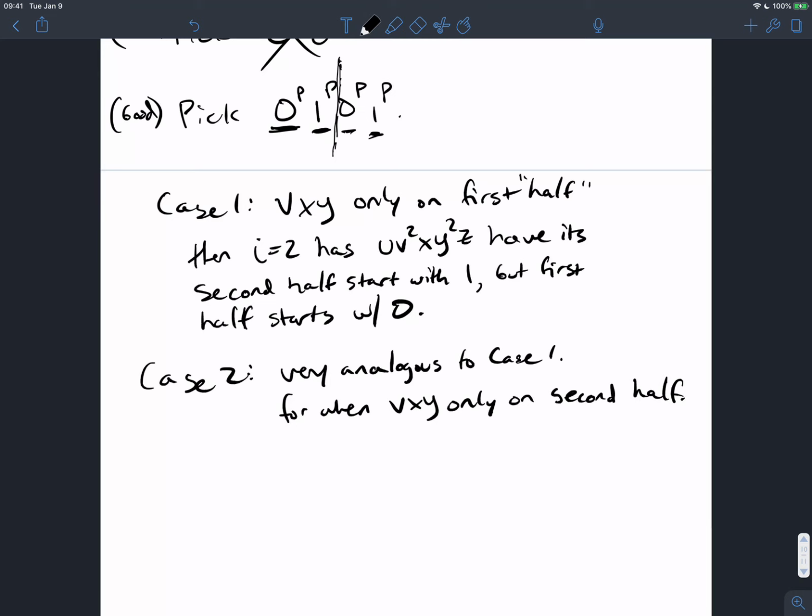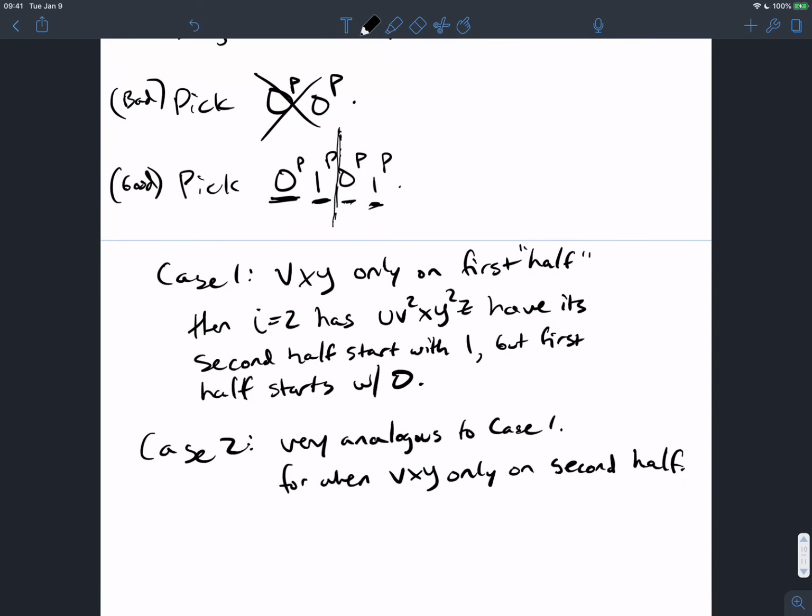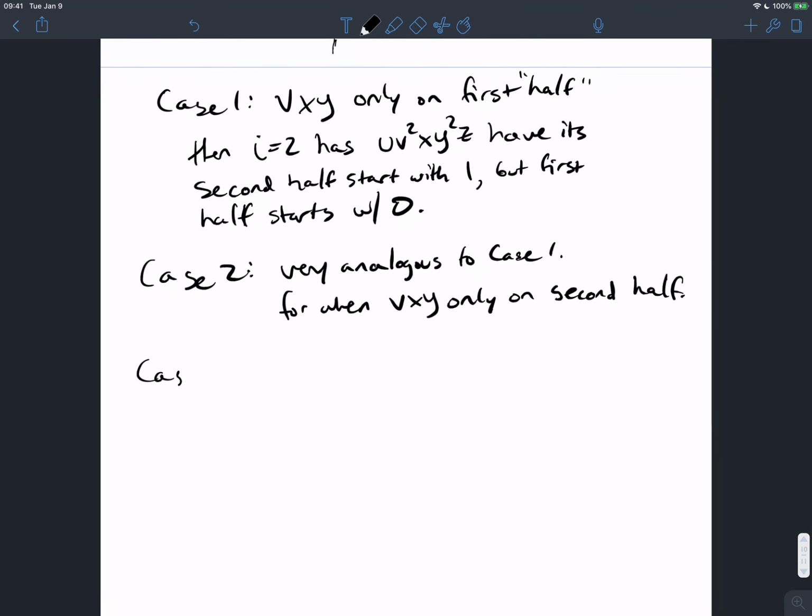Did these two cases handle all possible decompositions, or are there some we have left? There's some left. Like, what would be a case of that? Right, the VXY part crosses the middle of the string. So, yeah, we need to worry about that case. So let's say that VXY, so the way to write this is, straddles the midpoint. It's very technical, by the way. So let's see, what could we do here? Well, by the fact that it straddles the midpoint, it contains some ones on the first half and some zeros on the second half, right?